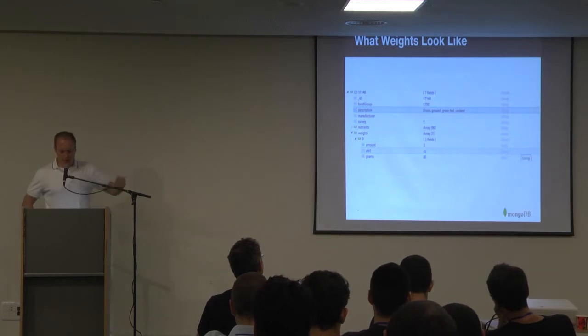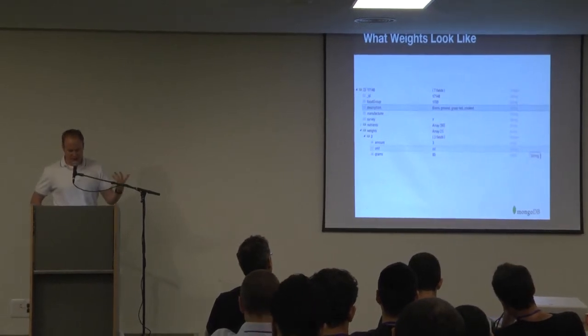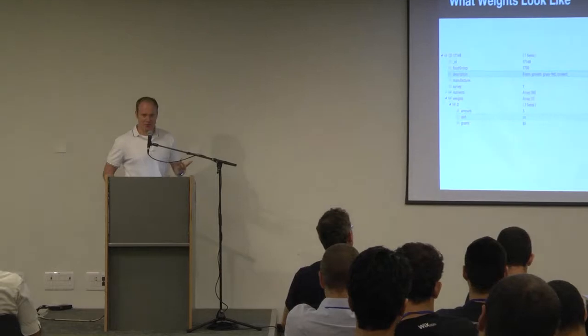And what weights looks like is relatively simple. There is an array containing an amount, a unit, and the amount of grams in that particular unit. So in this particular case, the one serving size that they have is 3 ounces, which translates to 85 grams. 3 ounces makes sense to Americans, and 85 grams makes sense to everybody else in the world and scientists.